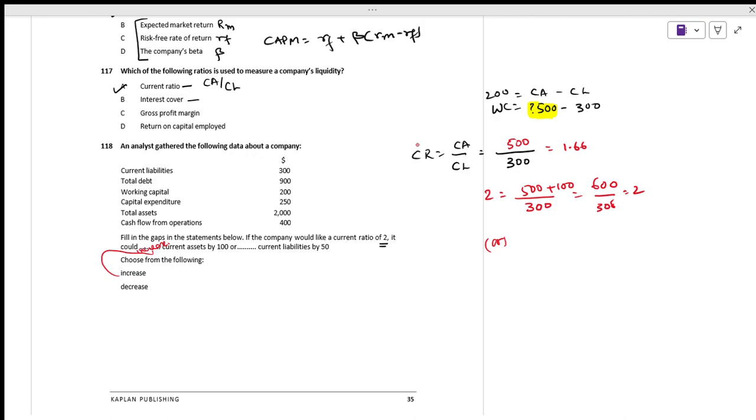Or what happens, take 500 as current assets, is it right? You decrease current liabilities by 50, is it right? 500 divided by 250, it will become how much? Means it could decrease.